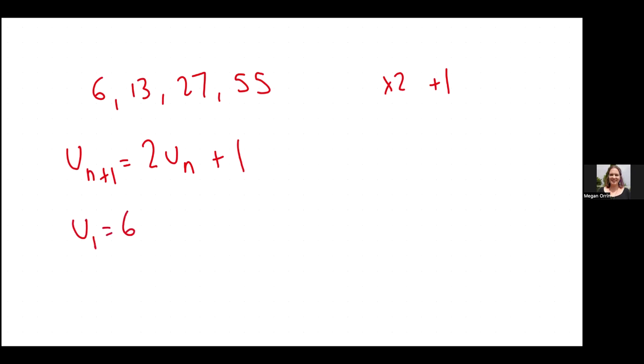Are there any restrictions on n? In this case, there is. What are the restrictions on n? It's easier than you think. It's all positive numbers, right? So n must be greater than or equal to 1. We're starting at 1. You can't have 0, -1, -2, right?